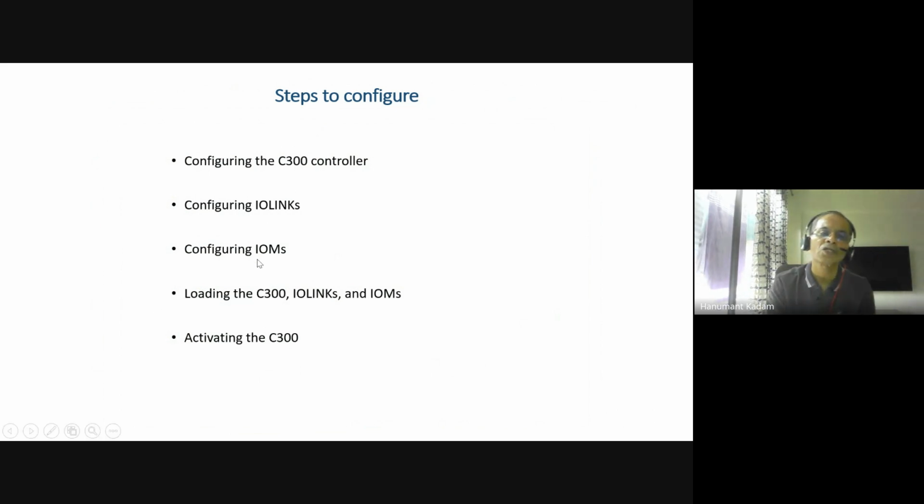So these are the steps involved in the configuration of the loop in the C300 controller. Configuring the controller, configuring the IO link, configuring the input output module, loading these devices, and then activating.